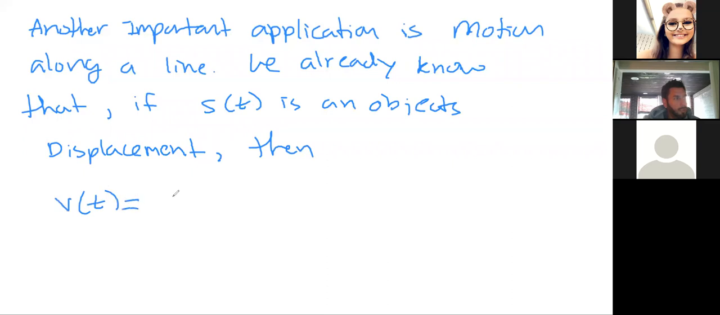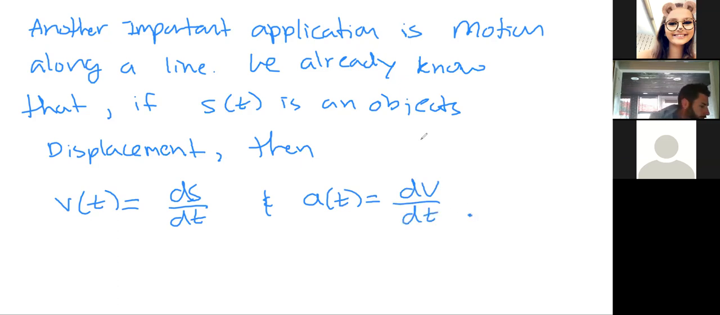Its velocity is the derivative. And what is its acceleration? Its acceleration is the derivative of velocity. Okay, so that's written in the language of derivatives. What we'd like to do now is write these things not in the language of derivatives, but in the language of integrals.